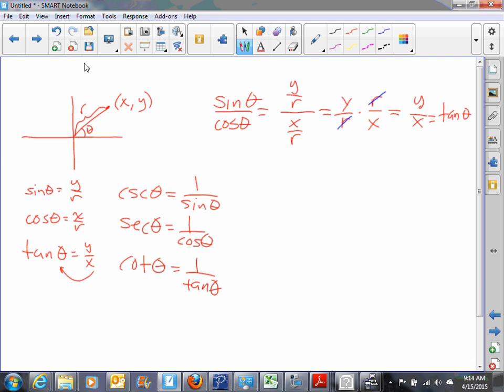And so let's go on to something that's a little bit more exciting. Now, if we were to take a look at the expression cosine squared of theta plus sine squared of theta. Now, I need to probably stop here for just a moment and talk to you a little bit about this expression here.